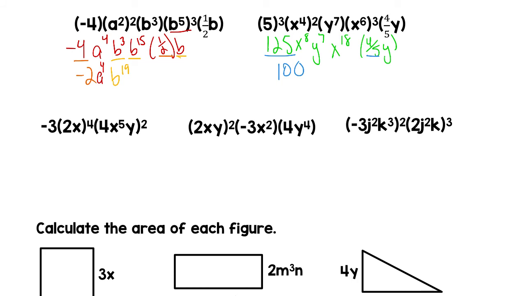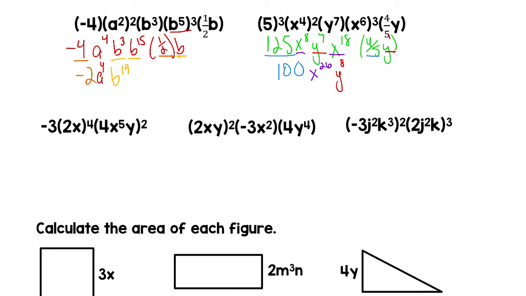Then we have x to the 8th and x to the 18th. That's x to the 26th. y to the 7th and y to the 1st is y to the 8th. I want you to notice that I put these in alphabetical order for the most part. That is not required. It's just so that I don't miss anything. You can put them in whatever order you want. Next 3, let's try those out.